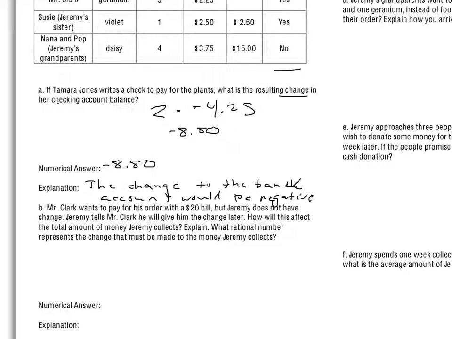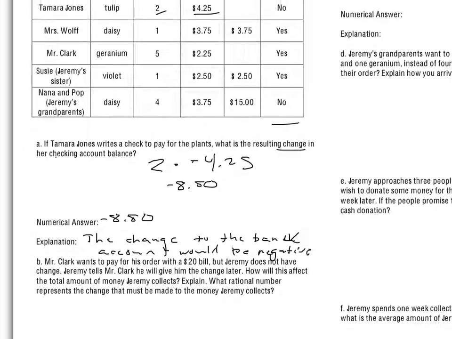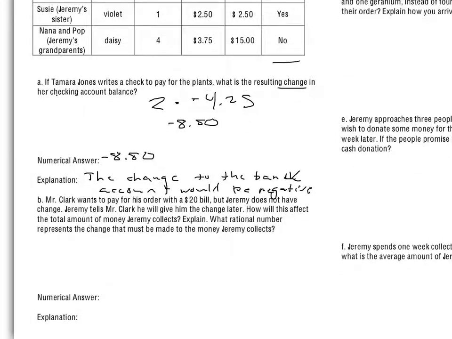Alright, so he gives a $20 bill, but Jeremy is going to owe Mr. Clark whatever's left over. This means that he'll collect more money than normal, but he'll owe Mr. Clark money. What rational number represents the change that must be made to the money that he collects?